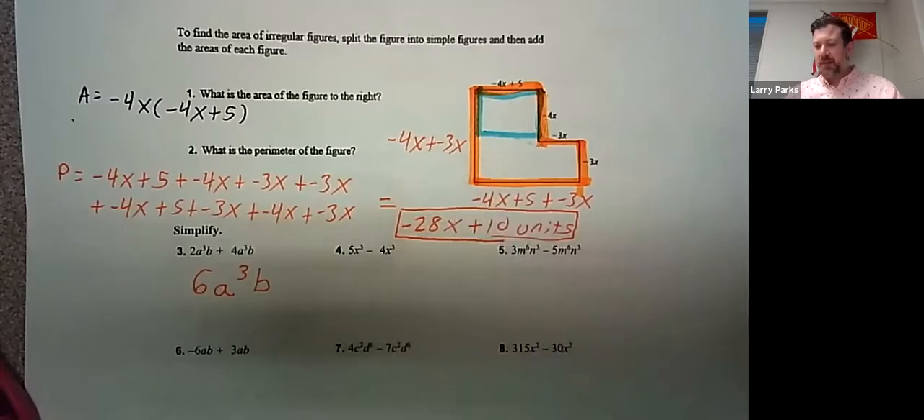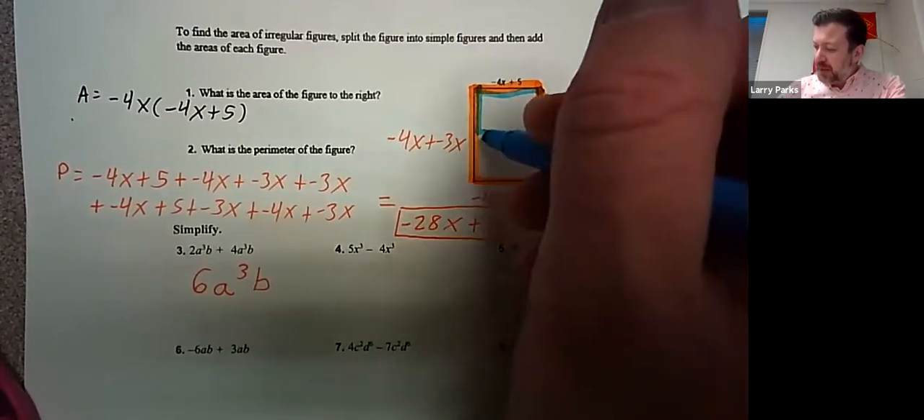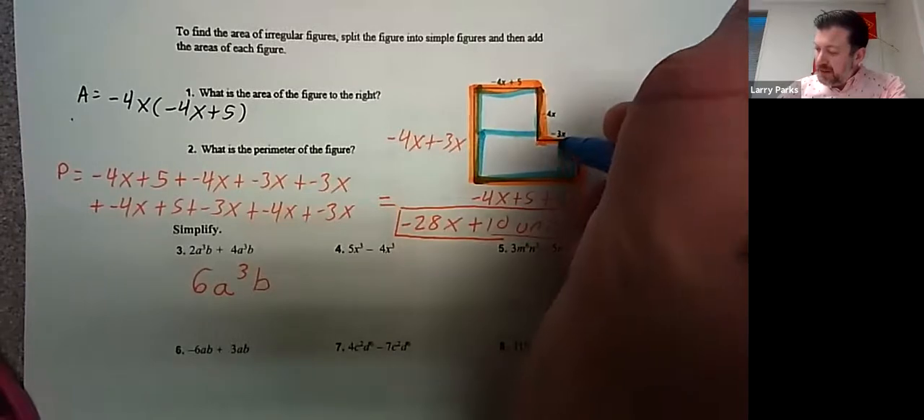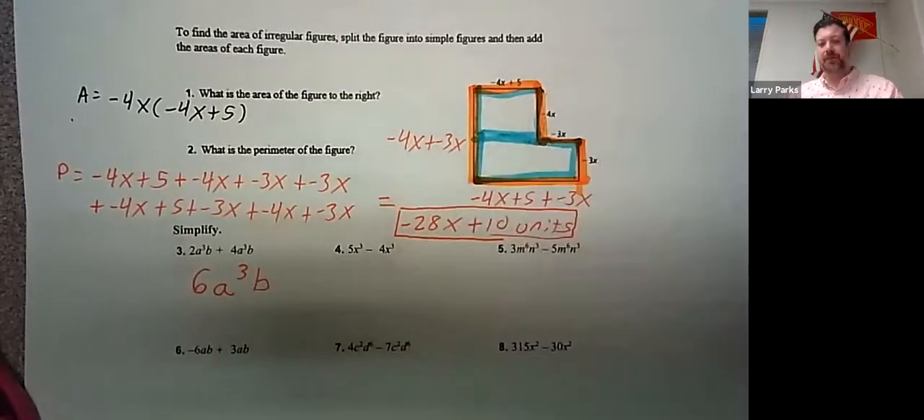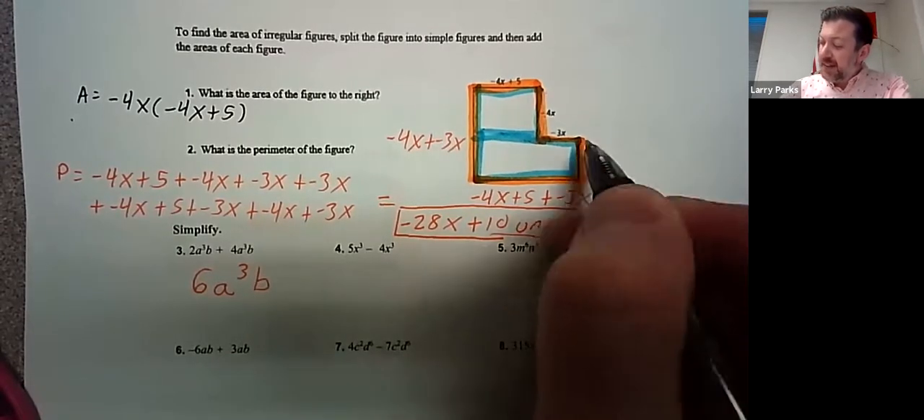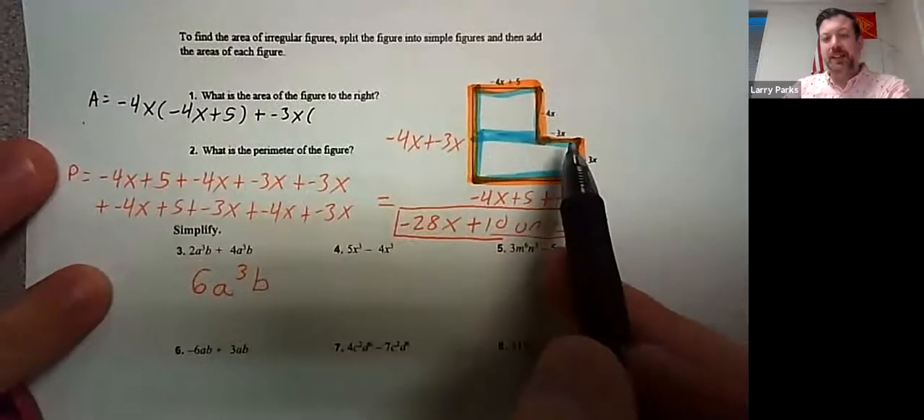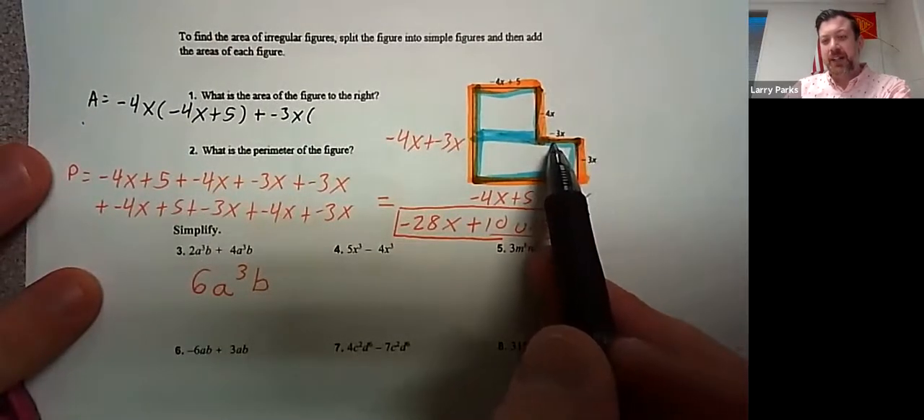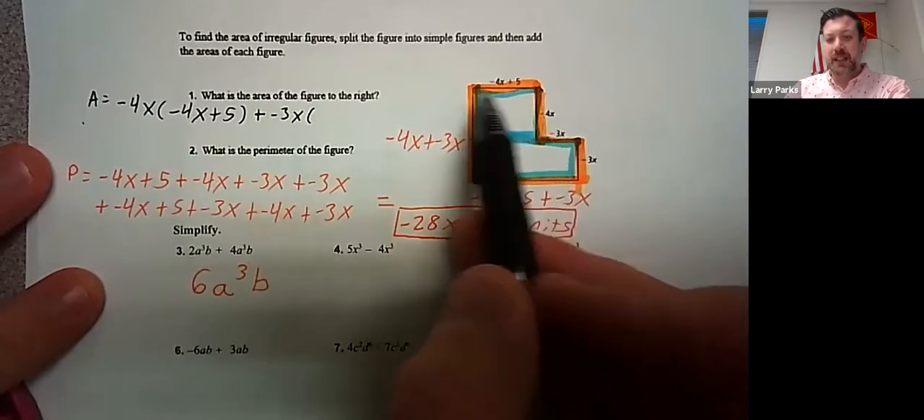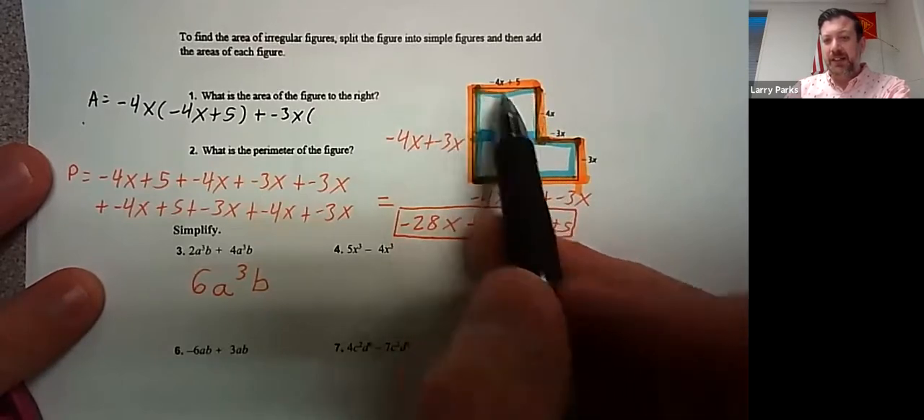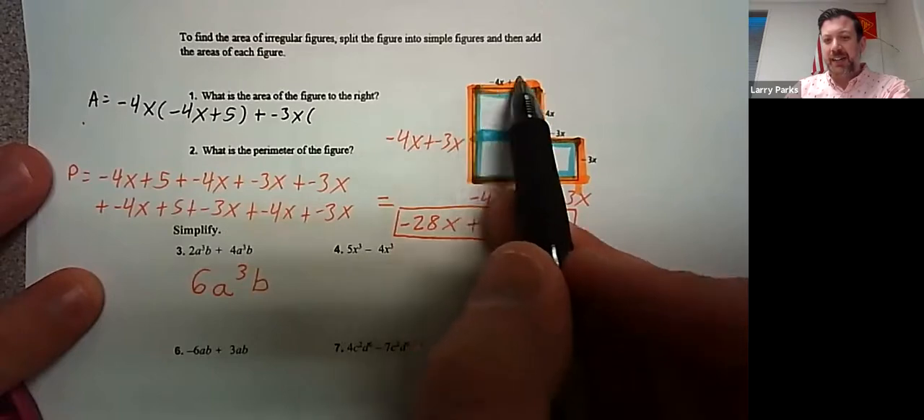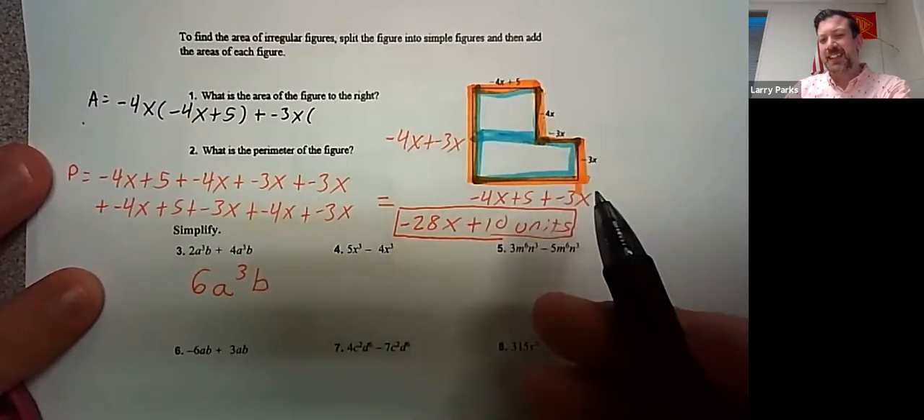And then to find the area below, which I'm just going to make into one big rectangle. The height is easy. The height's negative 3x. The width is going to be negative 3x plus negative 4x plus 5. So if I do that real fast in my head, if I add this one and this one together, that's negative 7x plus 5.